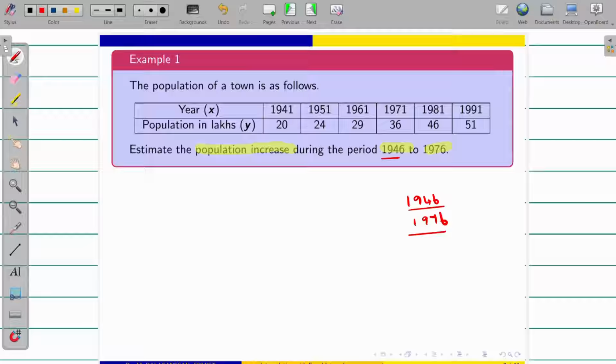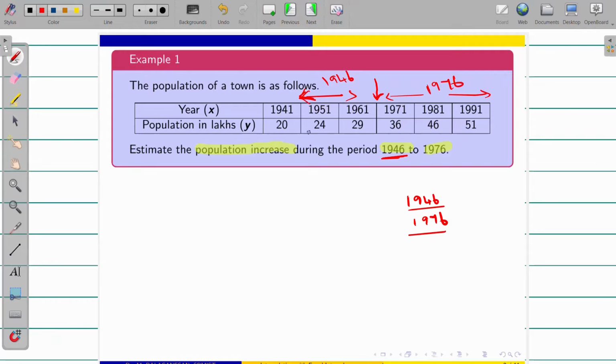So one concept I would like to explain here. I'm going to divide the table in the middle. Exactly, it will be like this. Suppose I want to find the population size at 1946. 1946 occurs before the middle level, and 1976 is lying in the part after the middle level.